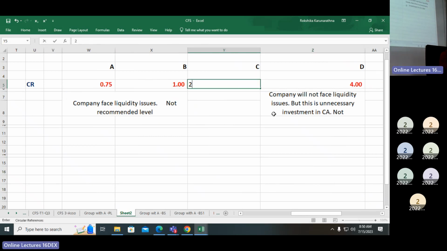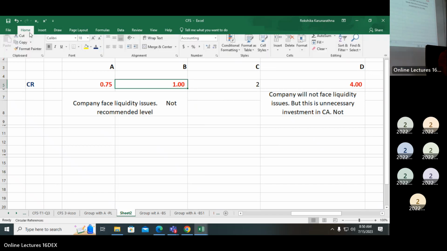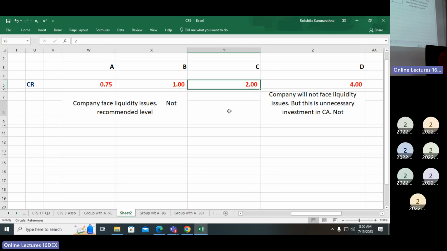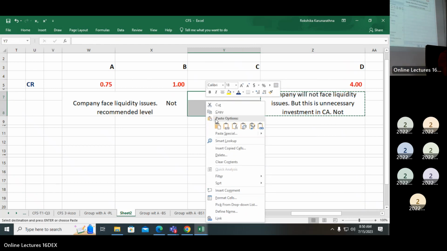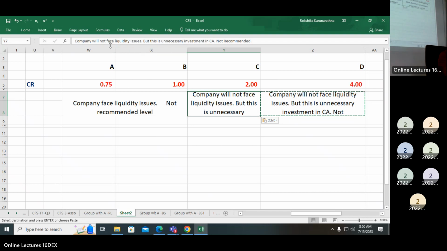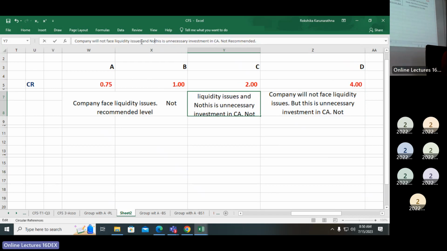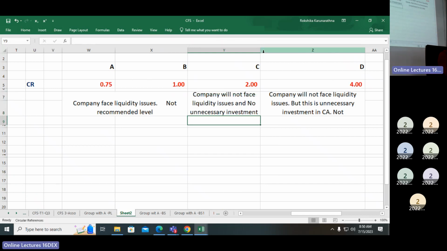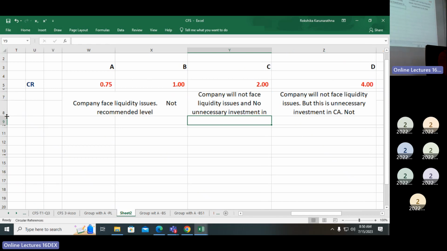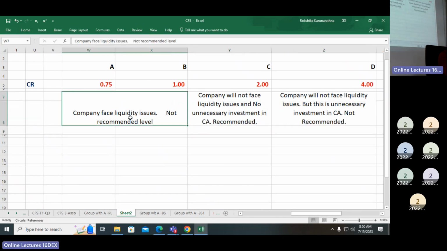That is why we say a current ratio around 2: to settle 1 rupee current liability, you have 2 rupees worth of current asset. So this one, company will not face liquidity issues and no unnecessary investment in current assets. This is the recommended level. Generally accepted best level, that is current ratio around 2.